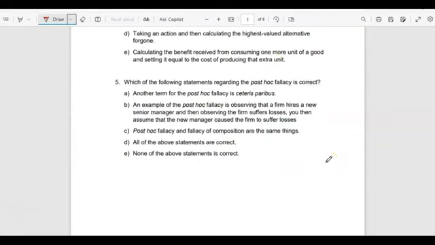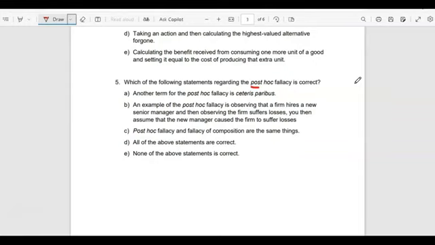The next question, number 5. Which of the following statements regarding the post hoc fallacy is correct? So post hoc fallacy means something happened because of something else. So B happened because of A. So you cannot say, because the rooster crowed, the sun rose. If the sun rose, it's not because the rooster crowed. You cannot assume the sun rose because the rooster crowed.